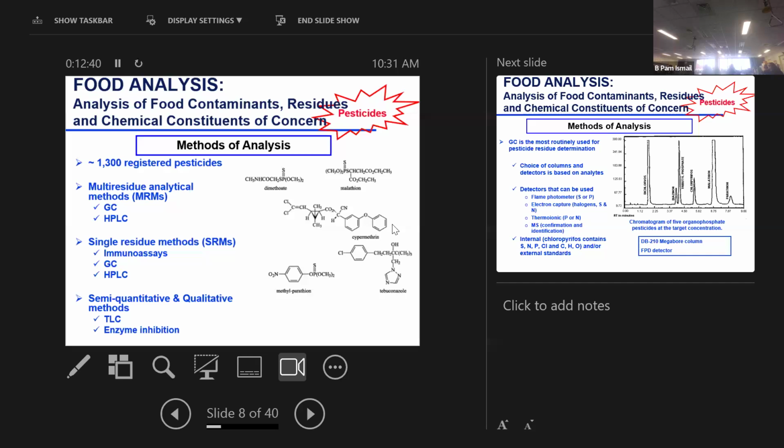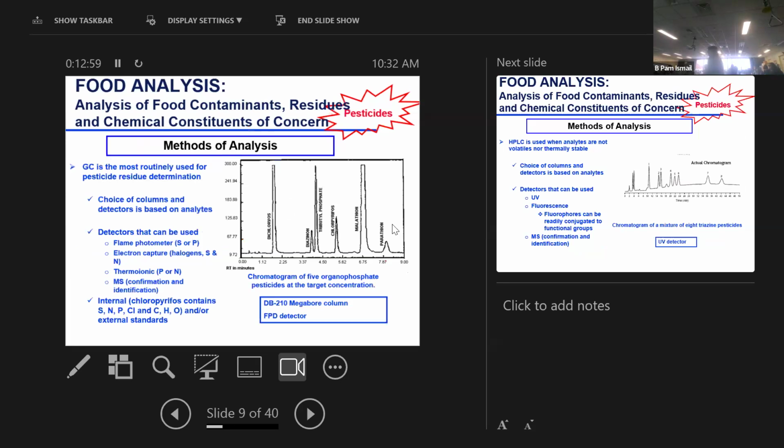So we can do quantitation, and we can do qualitative. The qualitative is with thin layer chromatography and enzyme inhibition assay. So sometimes we just want to screen: do we have pesticide, yes or no? If we have, we take those samples that were positive and we can do quantification. So for chromatography analysis, usually GC is used for non-polar pesticides. But now we have a lot of polar pesticides, so we use HPLC. GC is used when it's mostly non-polar, volatile, thermally stable.